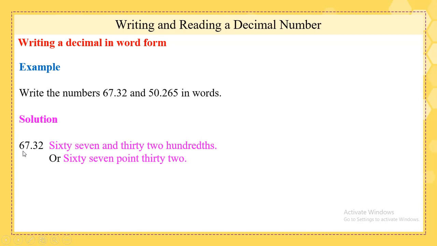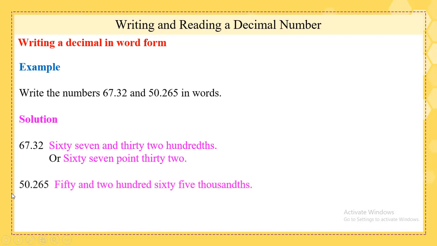The second method to read this number will be by reading the whole number part first, it is 67, mentioning the decimal point by saying "point", and then reading the decimal part, it is 32. It is 67.32.